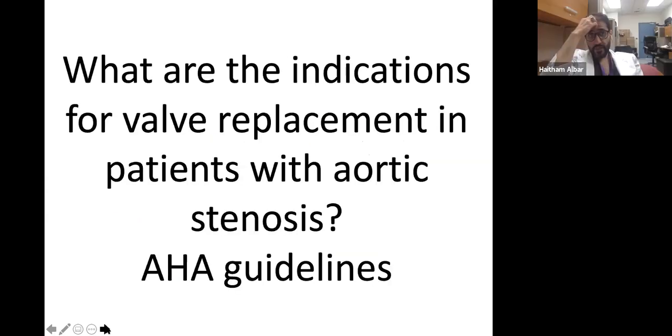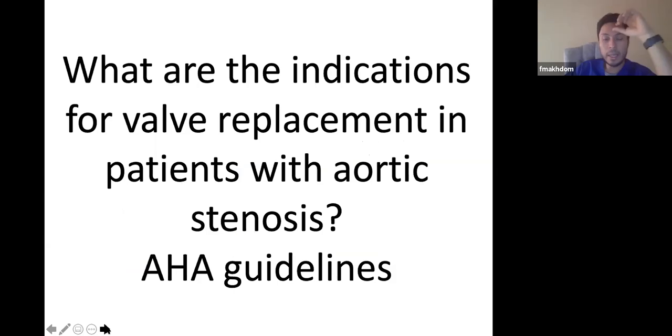Even now with a new trial that was just published for asymptomatic severe AS, which shows the mortality benefits when you intervene, I think the guideline will be changed. What do you think, Dr. Fahd? So what are the guidelines for aortic valve replacement in severe AS?